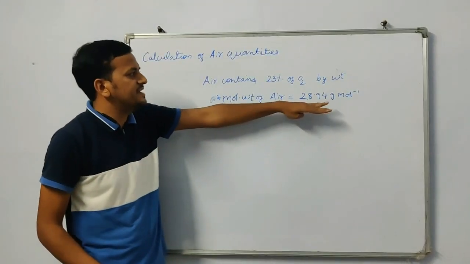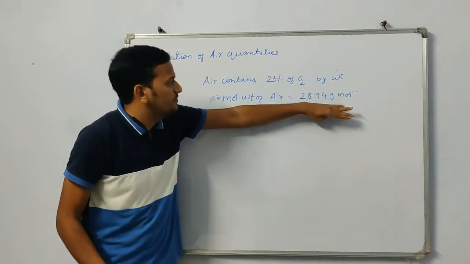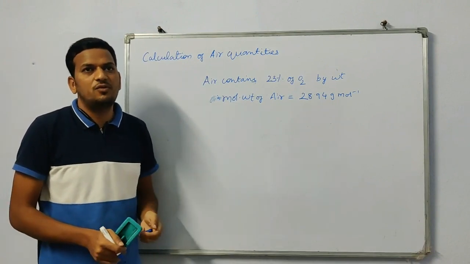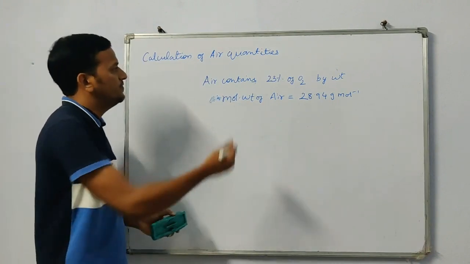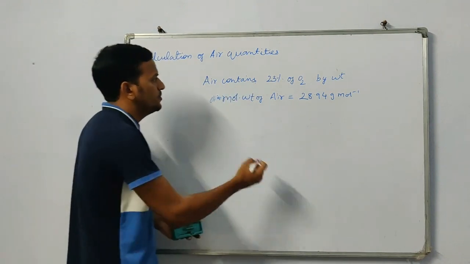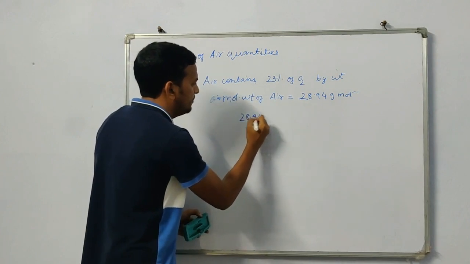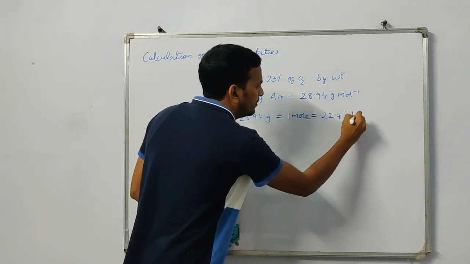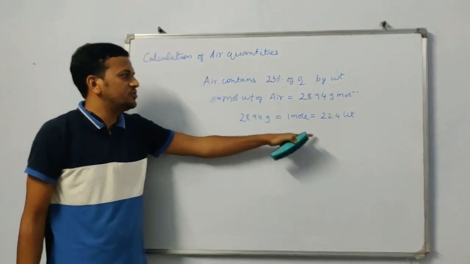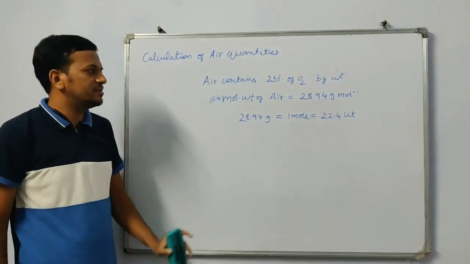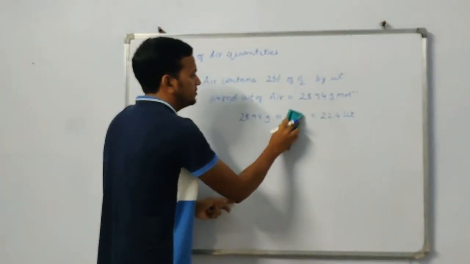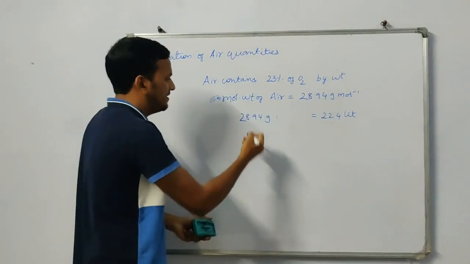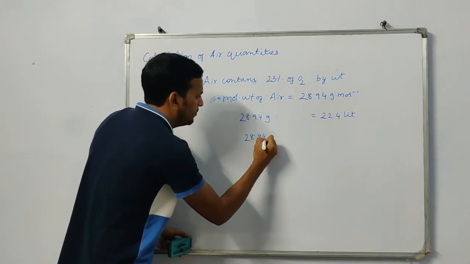So 28.94 grams of air is equal to 1 mole of air, and 1 mole of air will occupy 22.4 liters of volume at STP conditions. When weight equals molecular weight, that is equal to 1 mole. So I will write 28.94 grams equals 1 mole, which equals 22.4 liters. Now let me equate these two things: 28.94 grams equals 22.4 liters. Now I will convert into kgs: 28.94 kg.